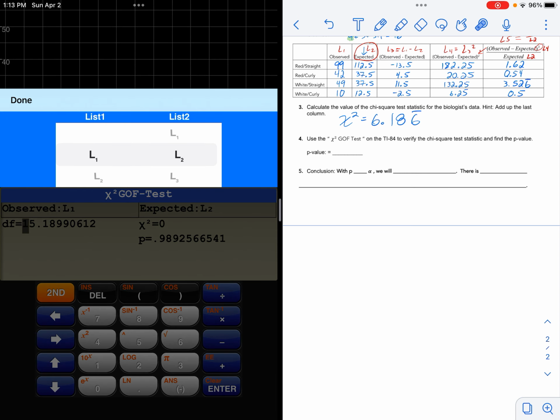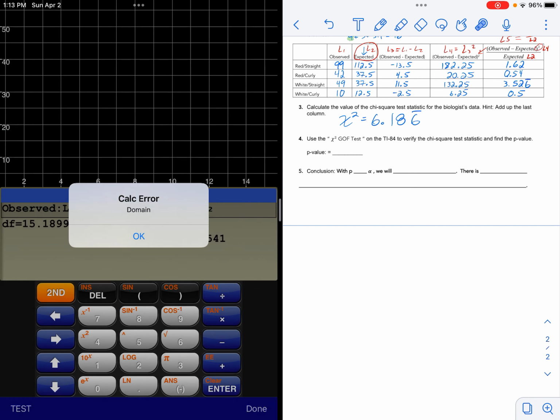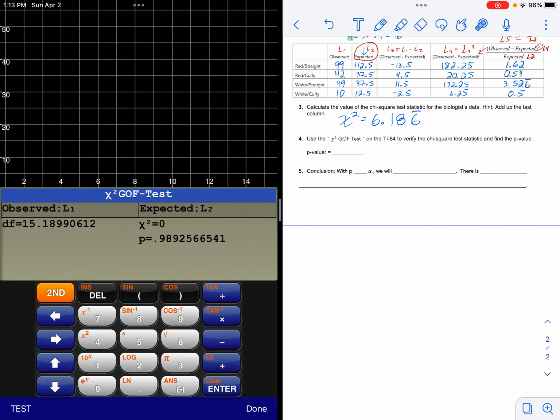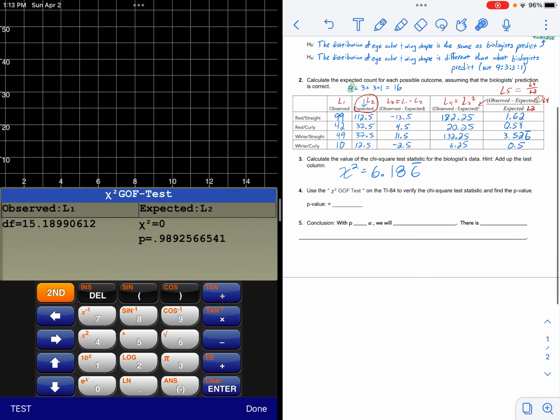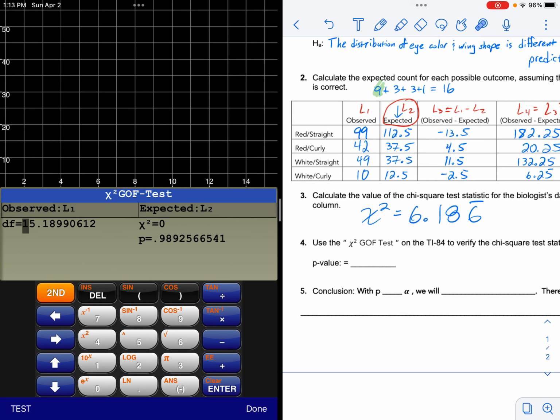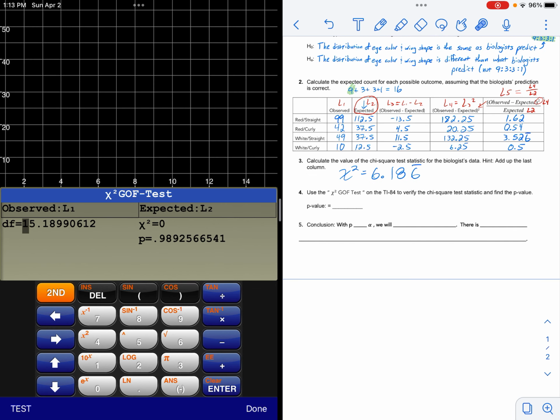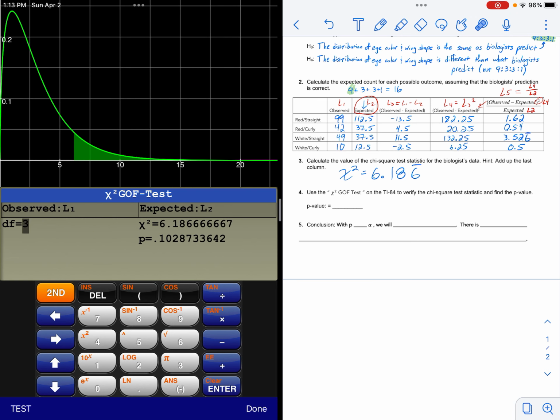And I need to put my lists in. So it is list 1. Yep, list 1. What doesn't it like about that? It's giving me a domain error. Observed and expected. List 1 and list 2. That's what I want. Degrees of freedom would be 3. Let's try that. Oh, there we go. I just had the wrong degrees of freedom.